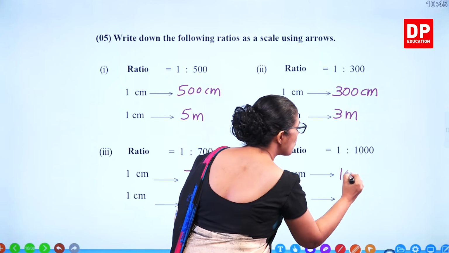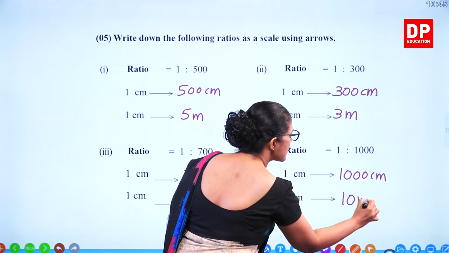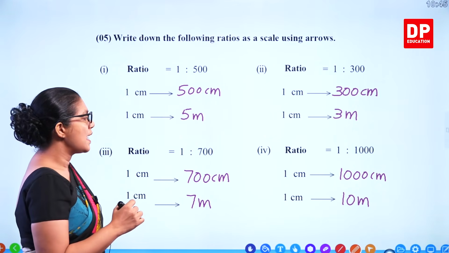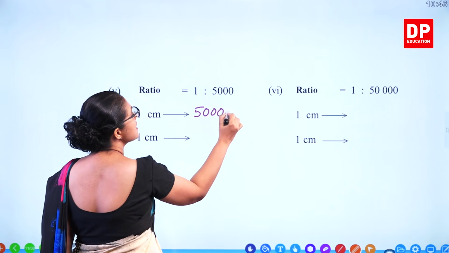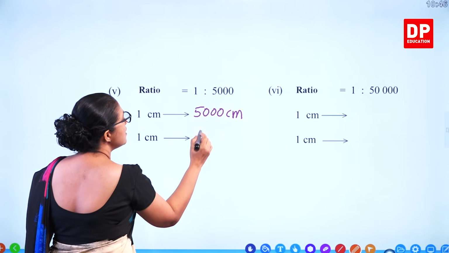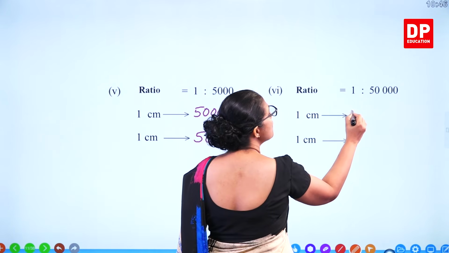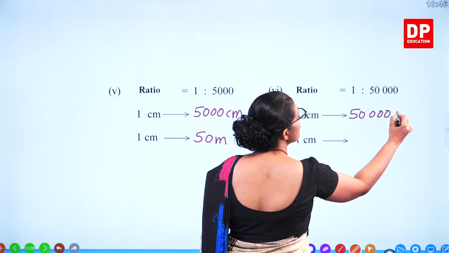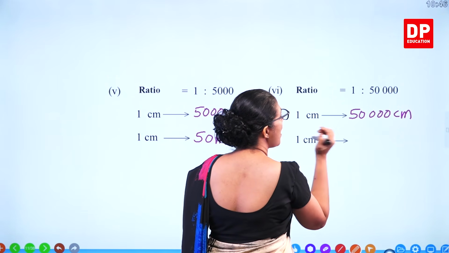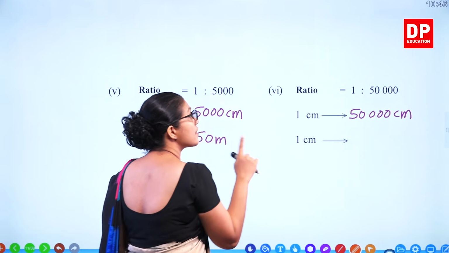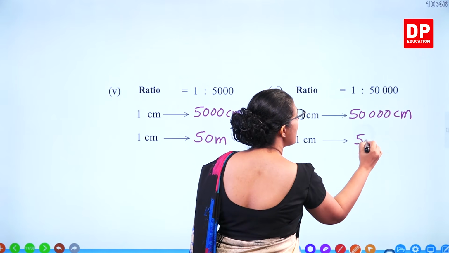1 to 1000. That means 1000 centimeters. Divide by 100, you get 10 meters. 1 centimeter represents 10 meters. Ratio 1 to 5000 means 5000 centimeters. Divide by 100, that's 50 meters. 1 to 50,000 means 50,000 centimeters. You can divide by 100, so you get 500. If you are writing in meters, that's 500 meters.